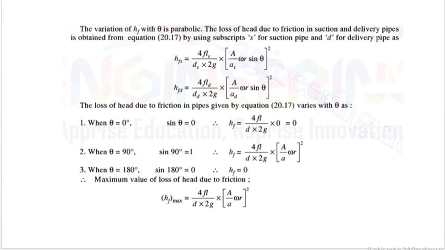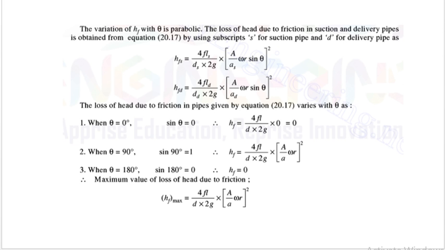So when theta is equal to 0 degree, it means when the piston is at its extreme left position, or you can say crank is at inner dead center, theta is equal to 0 degree. You can put the value of theta equal to 0 degree, sin theta is equal to 0. It means hf, the value of frictional head loss, is 0. It means at the beginning of the stroke, losses of head inside the pipe due to friction is 0.